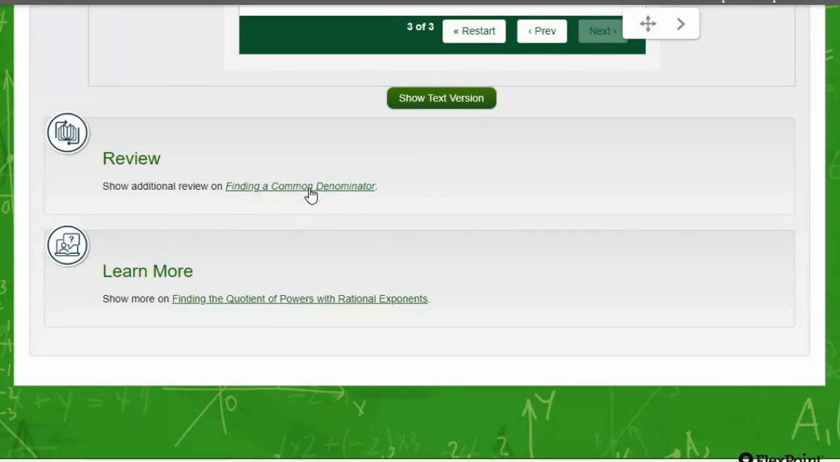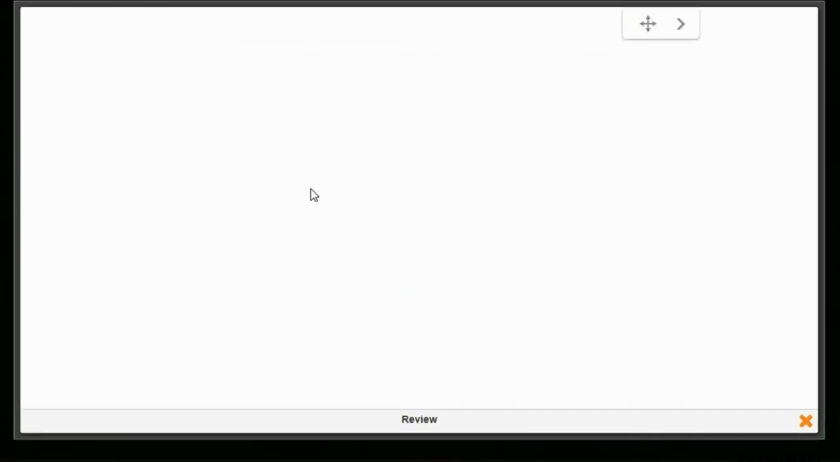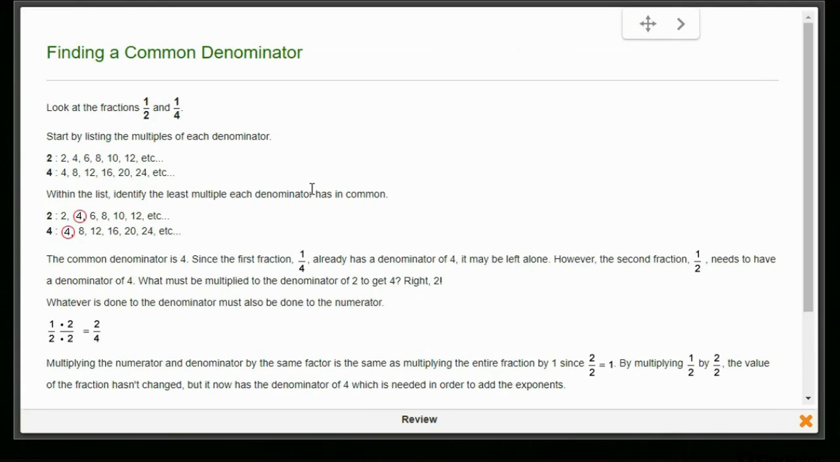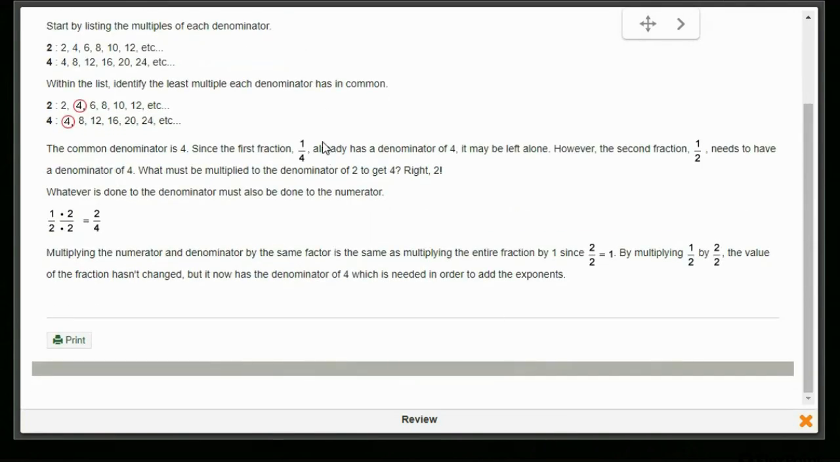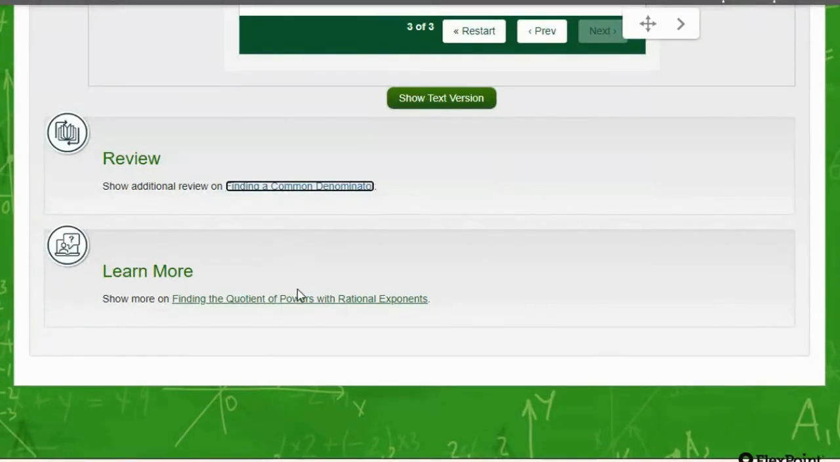Additional review on finding the common denominator. If you need more practice on those fractions, finding the common denominator, 1/2 and 1/4: you can list all the multiples, 2 times 1, 2 times 2, 2 times 3, 2 times 4, 2 times 5, 2 times 6, 4 times 1, 4 times 2, 4 times 3. And just look for the first number they have in common. 4 is the first number they both have in common, so that would be the denominator you're going for. So if you need to read through that to review fractions, there you go.